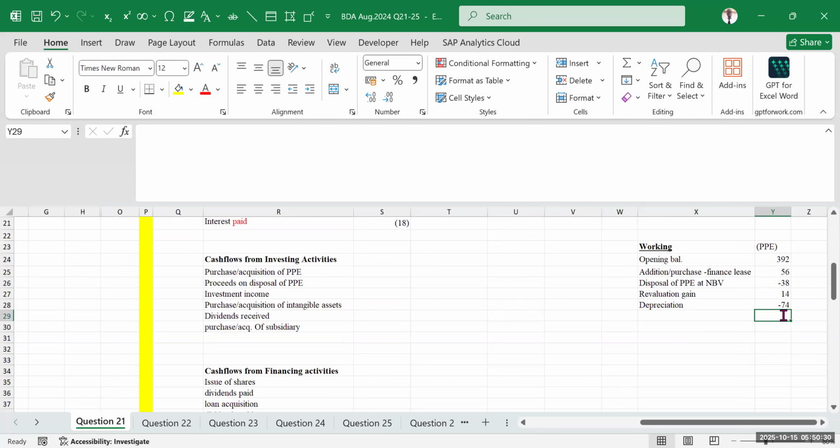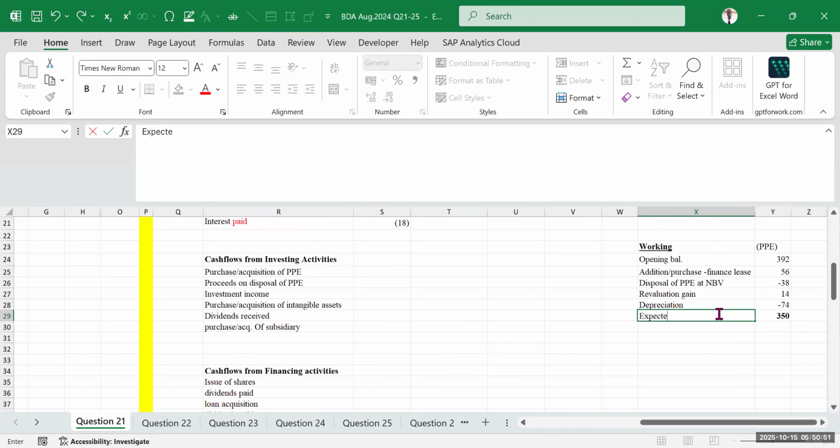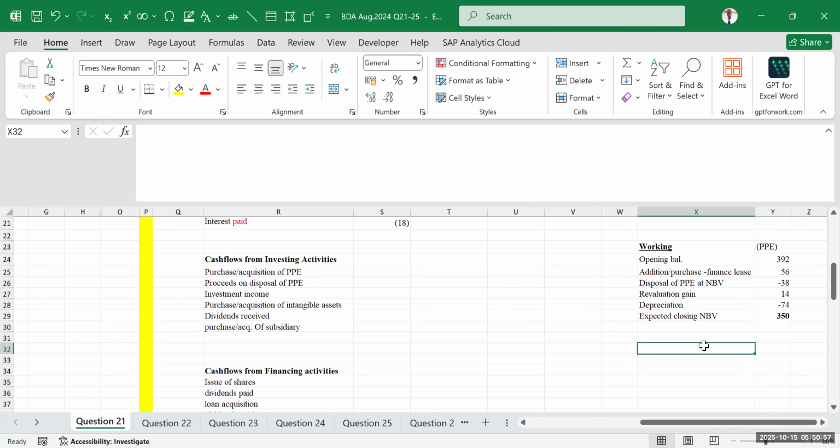I will use Alt equals to get this figure. Now, this figure that we are getting here, it is called what? We started with the opening balance. These are adjustments. So if we adjust the opening balance, this is what we expect to close the current financial year. So this is the expected closing net book value. After we adjust the opening, recognize purchase, we recognize the disposal at net book value, gain on revaluation, then we also recognize the amount at which it depreciated. We should have an expected closing net book value.